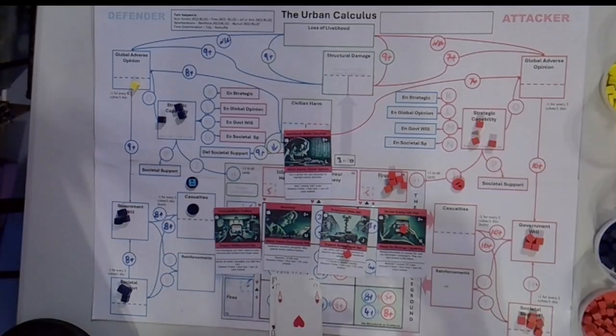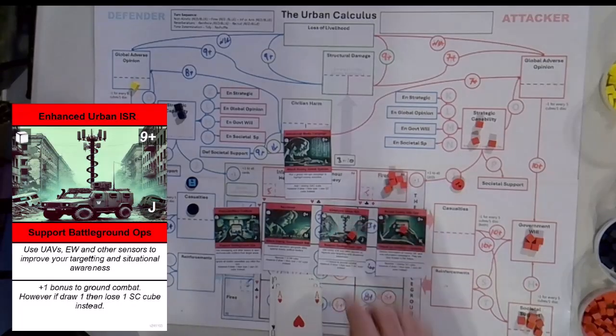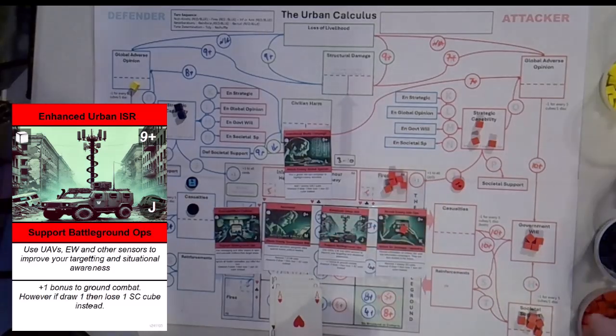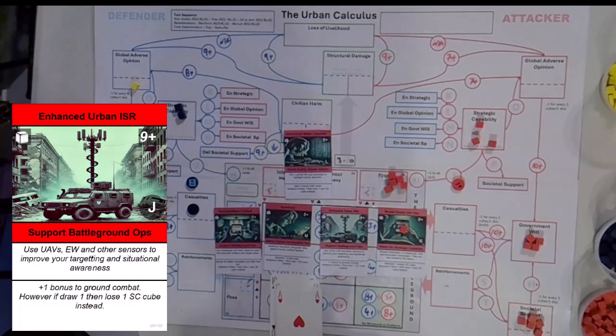Next one, support enhanced urban ISR. Unfortunately, I've rolled a 1 on that, so I actually lose the cube permanently from the game. So whatever assets this was reflecting in terms of EW, UAVs, etc., it means actually they've been compromised and possibly taken out by the enemy. They're not going to be available for the rest of the game.